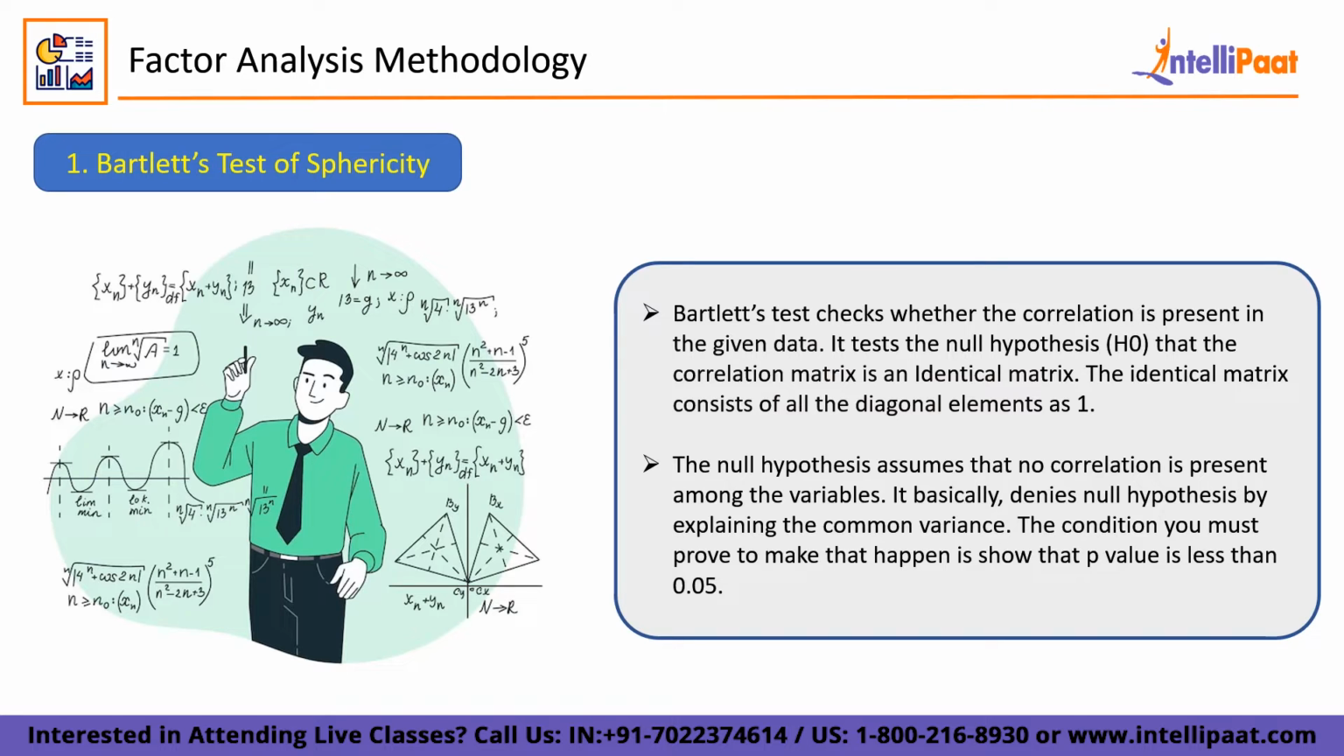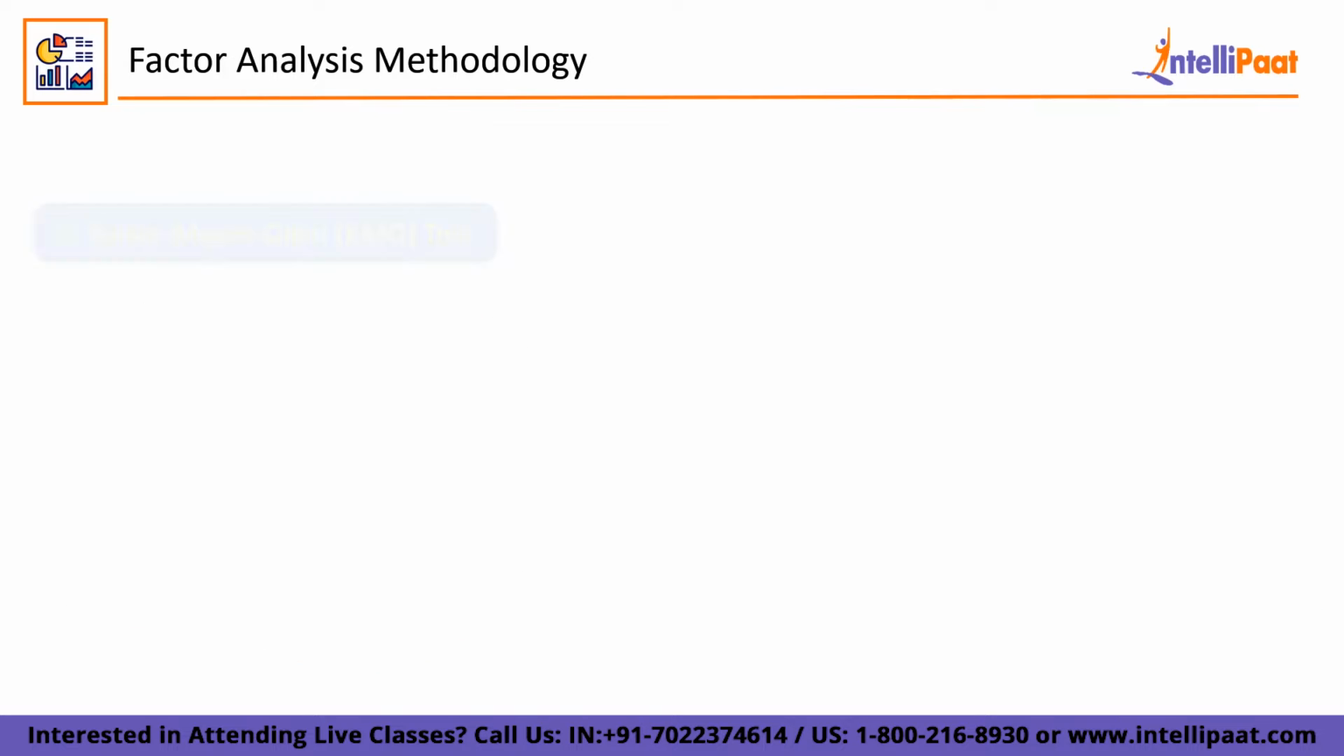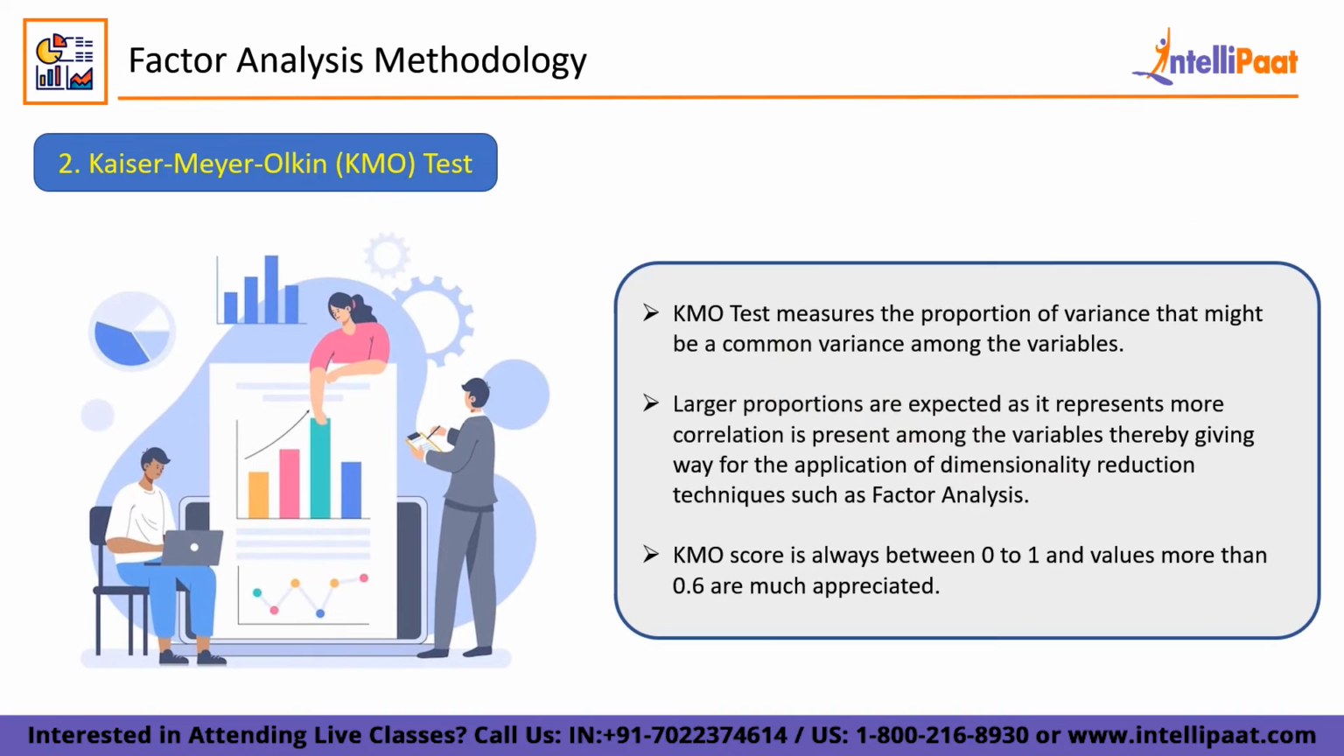If the p-test statistic value is less than 0.05, we can decide that the correlation is not an identical matrix. That is, correlation is present among the variables with 95% confidence level. If this condition holds true, that is p-test statistic value is less than 0.05, we can go ahead and apply the factor analysis method. Now the next step we have is KMO test, which is an acronym for Kaiser-Meyer-Olkin test.